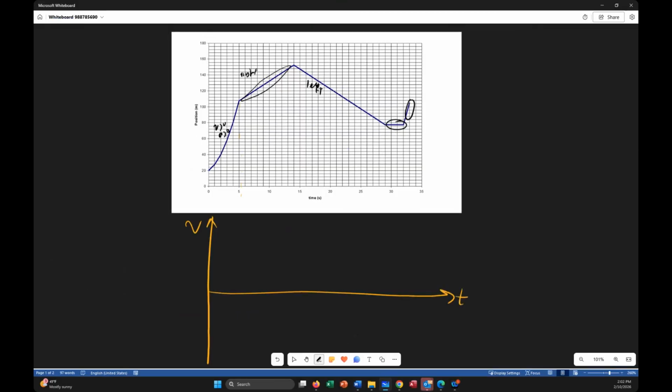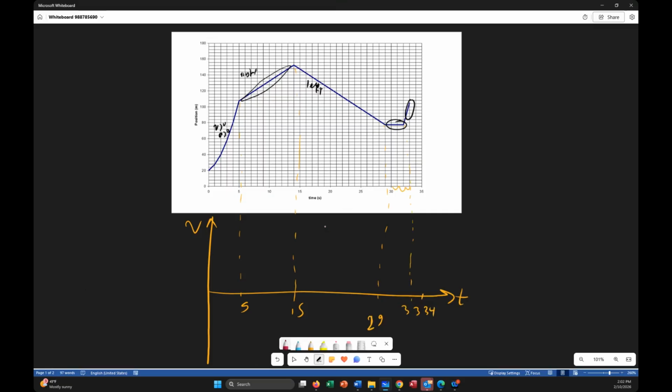Let's say this is 5 seconds. This is 15. This is, let's say, 19. This is 29. Sorry, 29. This is 33, and then 34. Good. So how should I graph that?